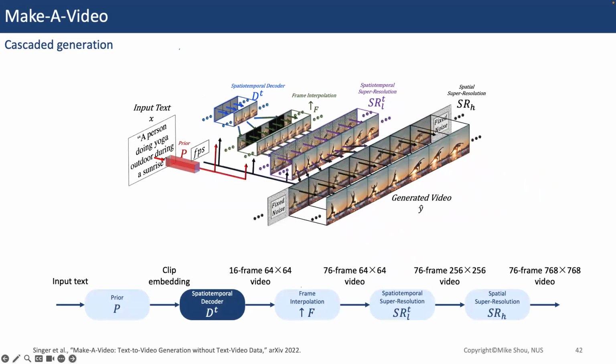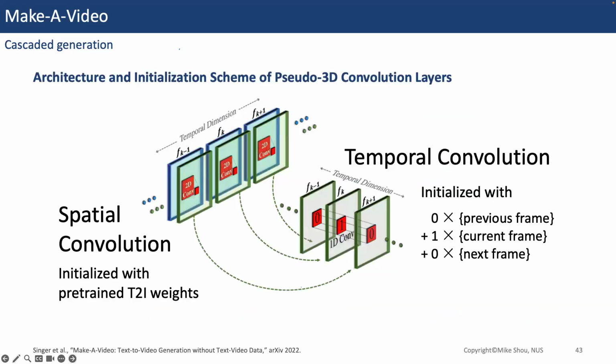So here is a more specific example of how it generates high resolution by stages. For example, taking a text as input, it encodes into a CLIP embedding, and this goes to the spatial temporal decoder and generates a very low resolution and low duration video. And further, it is upsampled temporally and also spatially. So let's look into more details.